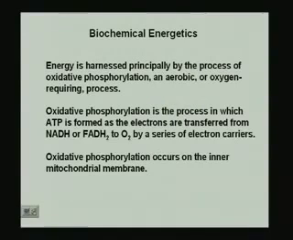We continue our discussion on biochemical energetics, and what we learned last time was that we need the process of oxidative phosphorylation to create ATP. Now, we are going to see how that process actually works in the inner mitochondrial membrane. Basically, in an aerobic or oxygen-requiring process, this energy is harnessed by oxidative phosphorylation, which is the formation of ATP.